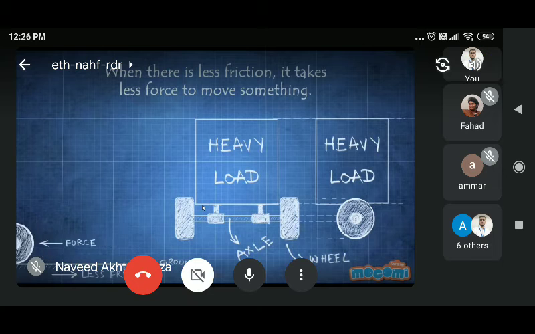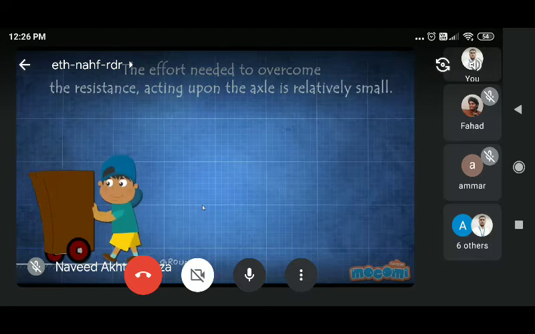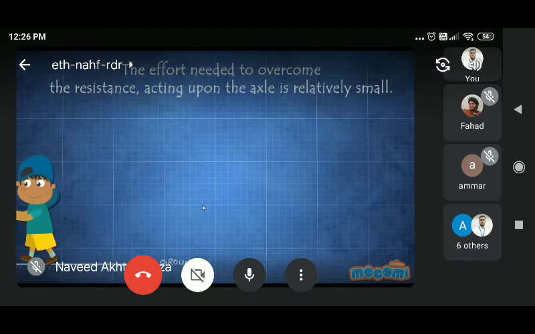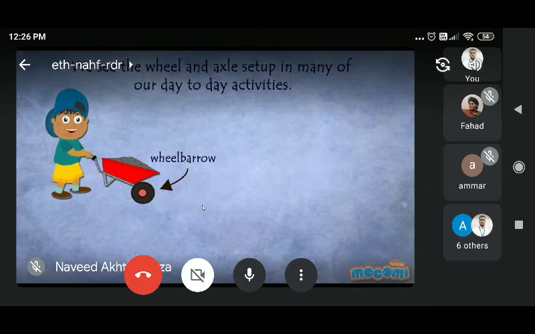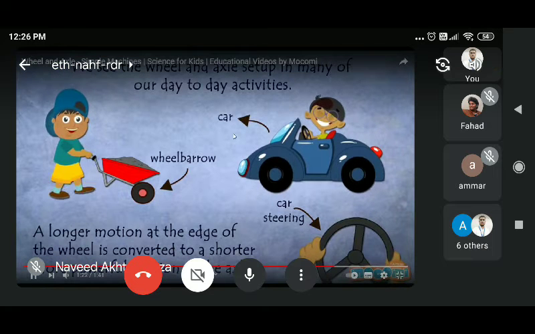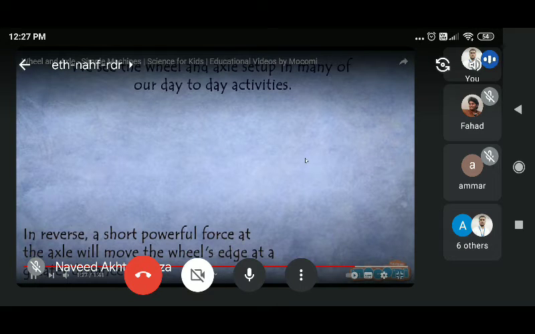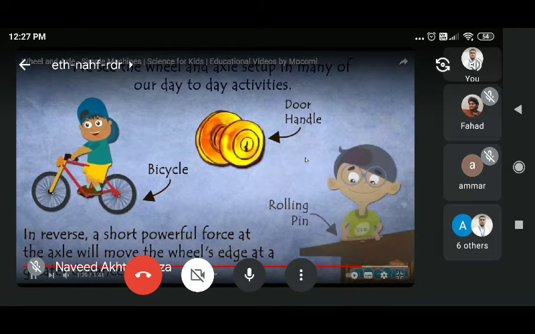Many such video lectures are available. Animation videos are there where you can easily understand the working of different types of machines. Another example: wheelbarrow, car steering, where you can see a small movement being captured. Door handle, rolling pin, and bicycle are other examples.